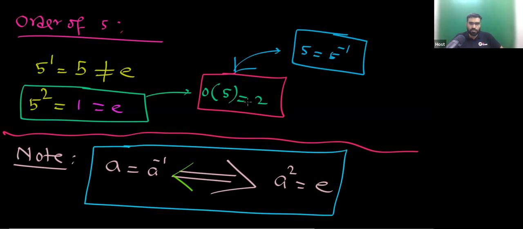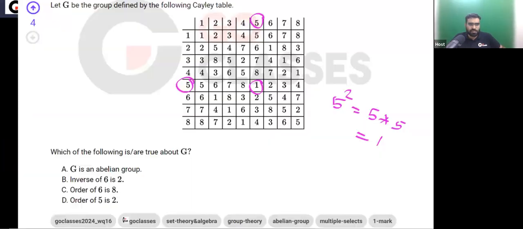Order of 5 is 2. That simply means 5 square is 2, and that simply means that 5 is 5 inverse. So simple. All these things you can easily notice. Okay, let's move on. So this is a simple question.